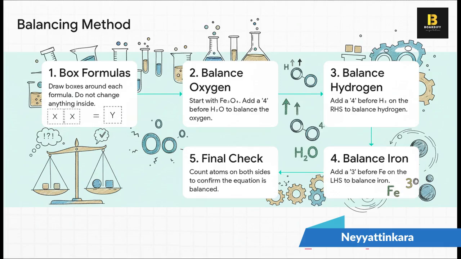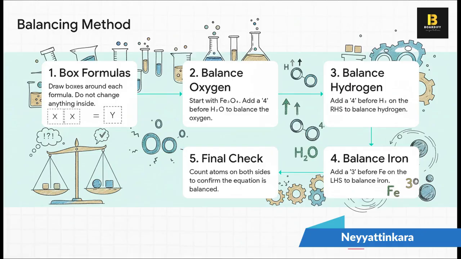But wait. That messes up our hydrogen count. Now we have 4 times 2, which is 8 hydrogens on the left. No problem. To fix it, we just put a 4 in front of the H2 on the right. Now the hydrogens are balanced again. Last up is iron. We have 3 on the right, so we just need to put a 3 in front of the Fe on the left.